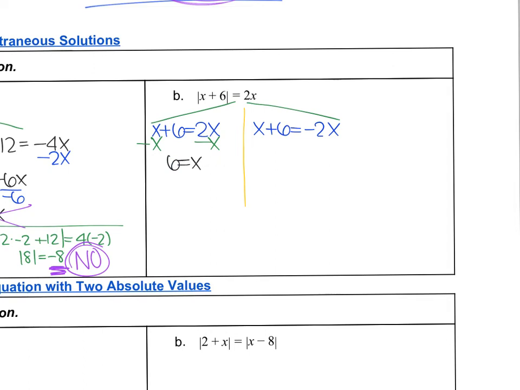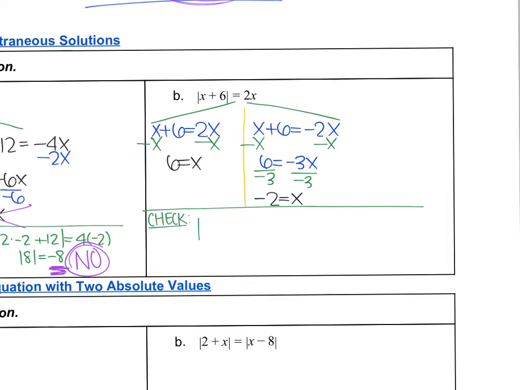And I'll go ahead and solve the other one. I'll subtract x on both sides. This time it doesn't work out quite as nicely. I end up with 6 equals negative 3x. So I'll have to divide by negative 3, and I'll get negative 2 equals x. And just like I did before, I'll go ahead and do my check.